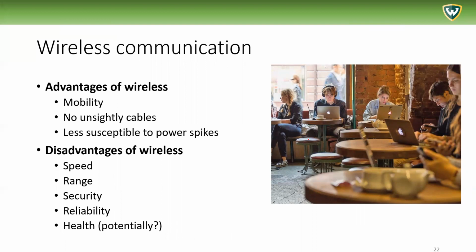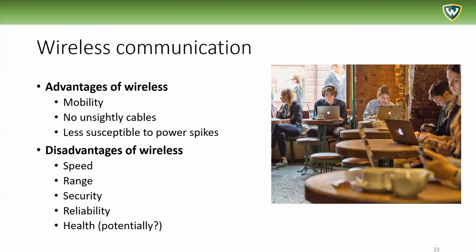Some advantages of wireless, of course: mobility, there are no cables involved, and it is less susceptible to power spikes. Now there are disadvantages of wireless. The speed can be less than the wired. Now, this of course depends on several other factors like the computer, the internet service provider, and so on. The range is usually shorter. The security and reliability of the connection itself is generally less than wired communication.